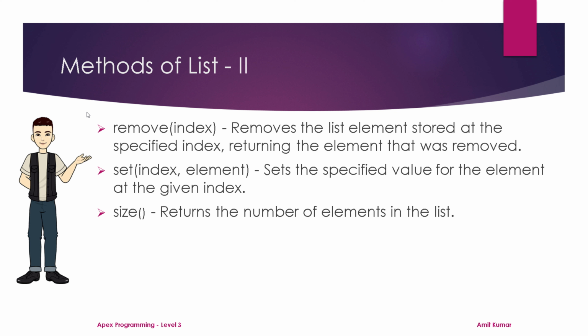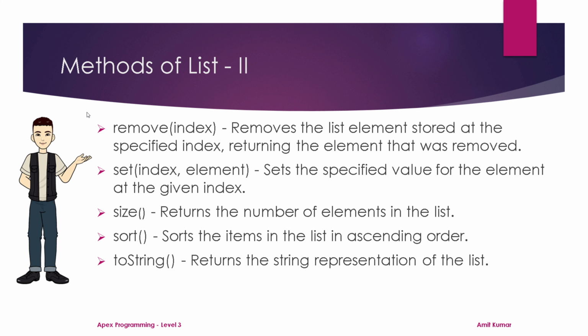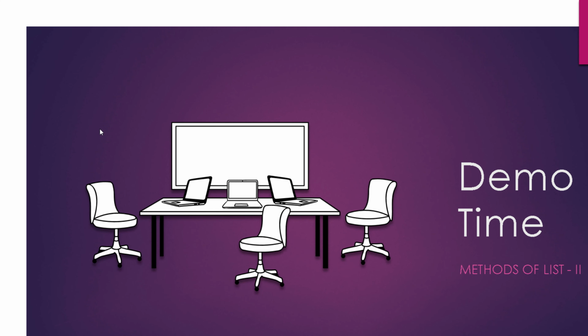Size method returns the number of elements in the list. Sort method sorts the items in the list in ascending order. toString method returns the string representation of the list. So that's pretty much the talk, and now it's time to see the things practically.